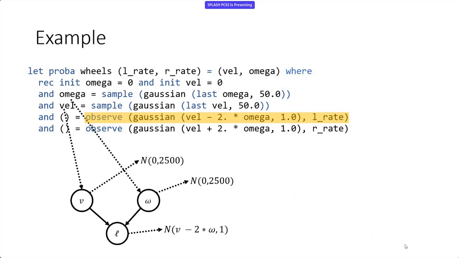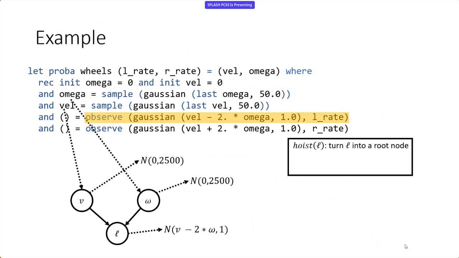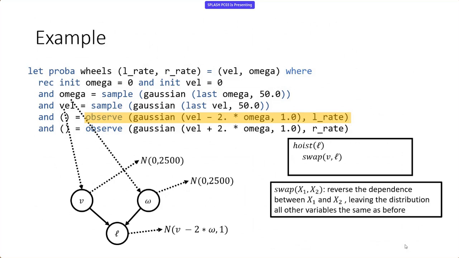All right, so we've constructed the random variable for L. The next thing we need to do is actually perform the conditioning. And the way we're going to do this is a multi-step process. The first step is we want to turn L into a root node, and you'll see why in a sec. A root node is a node that has no parents, so we have to get rid of the parents. And the way we're going to do this is with swaps. A swap takes two random variables and switches their dependency order. So we're going to try to swap L with V and reverse that dependence.